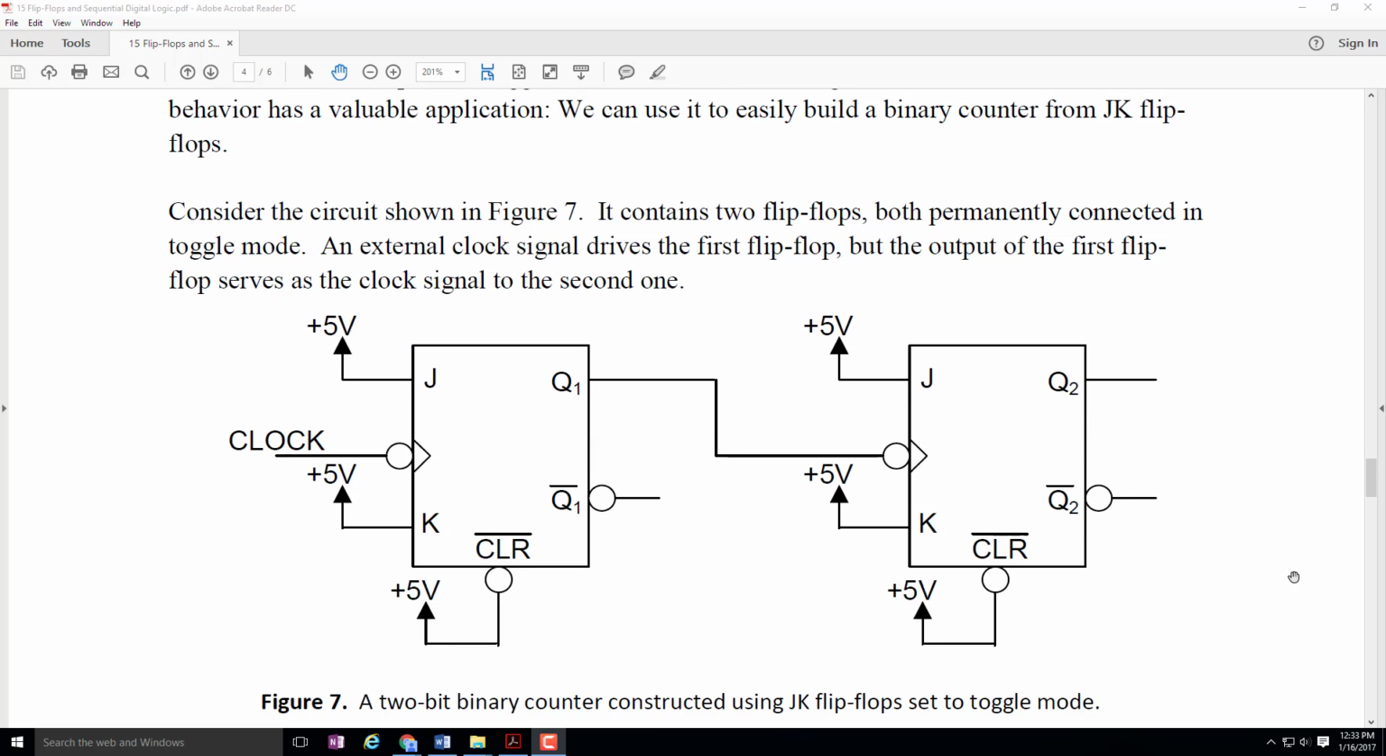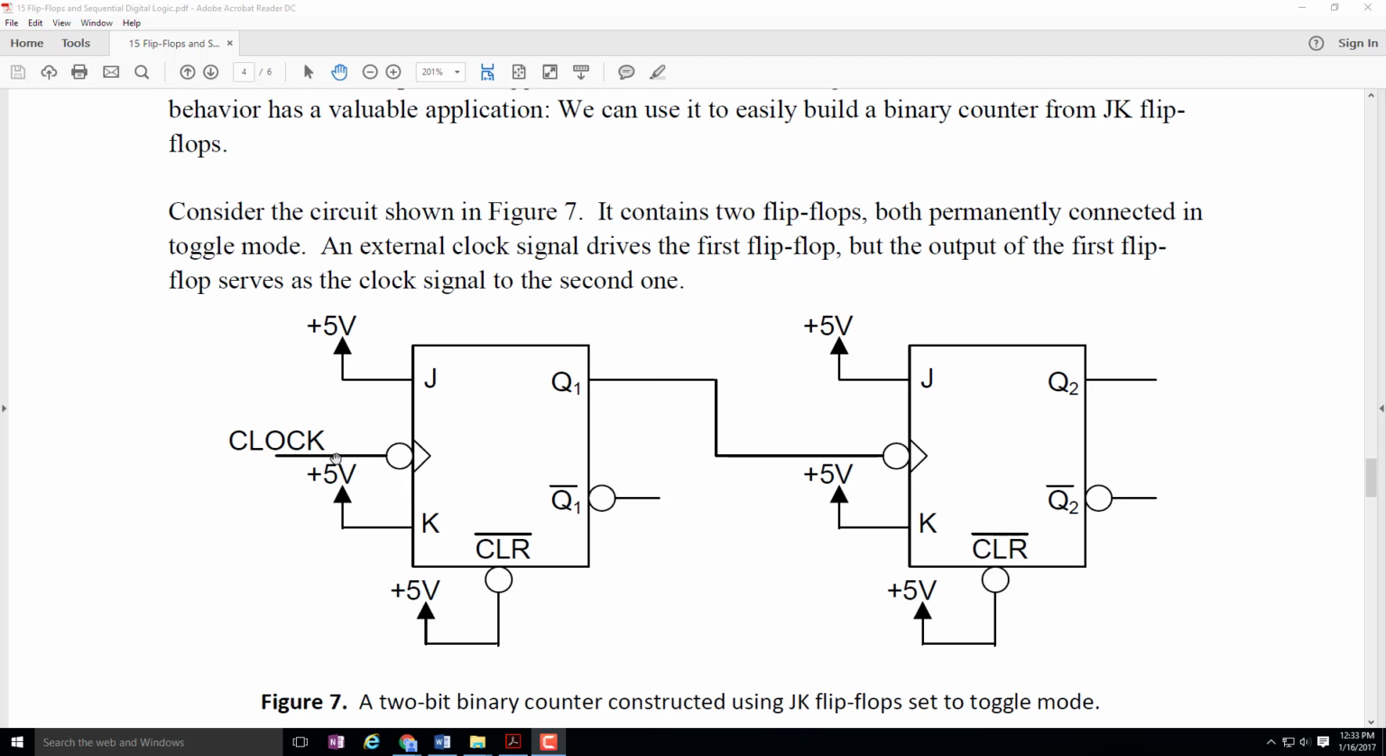Figure 7 is a 2-bit binary counter. This will count 0, 1, 2, 3, 0, 1, 2, 3. We know that it's modulus 4 because there are 2 flip-flops, and 2 to the second power is 4. If there were 3 flip-flops, 2 to the third power is 8, and so it would be a modulus 8 counter, for example.